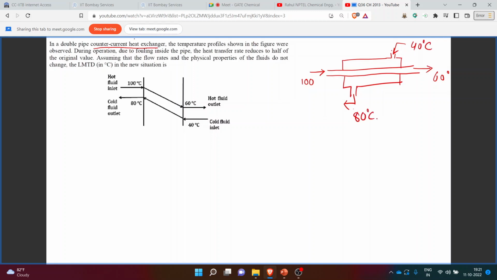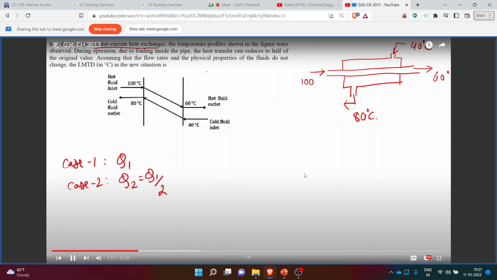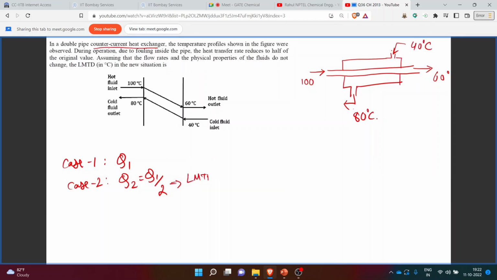Now we have been given that during the operation, due to fouling inside the pipe, the heat transfer rate reduces to half of the original value. So let's say for case 1 the heat transfer rate was Q1, and for case 2 the heat transfer rate reduces by half, that is Q1 by 2. Assuming the flow rates and physical properties do not change, we have to find the LMTD in this situation.